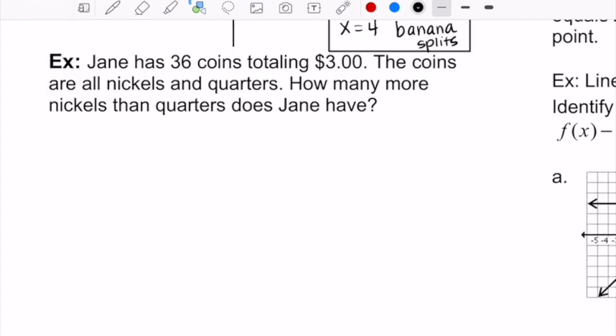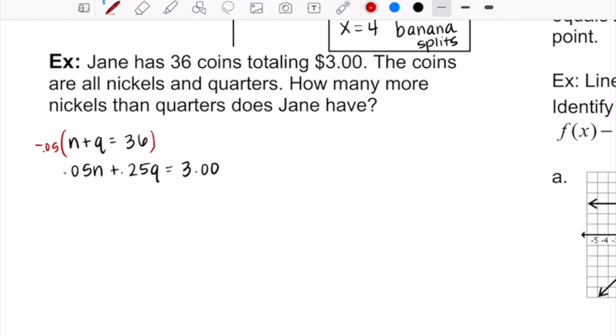In this example, Jane has nickels and quarters. Jane has a total of 36 coins. Nickels are worth 5 cents, and quarters are worth 25 cents, and altogether the coins total $3. You can put the decimals here if you want to. We're trying to figure out how many more nickels than quarters she has, so we'll need to figure out how many nickels, how many quarters, and then we'll subtract those two answers. Please note that you could solve this problem using substitution.